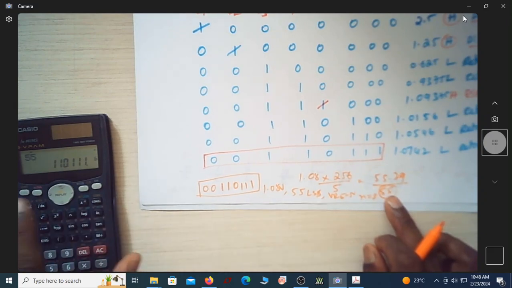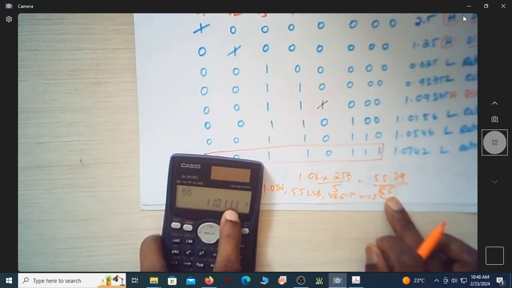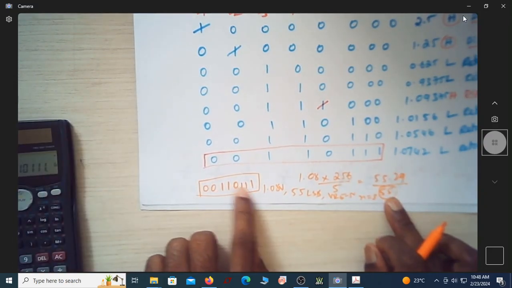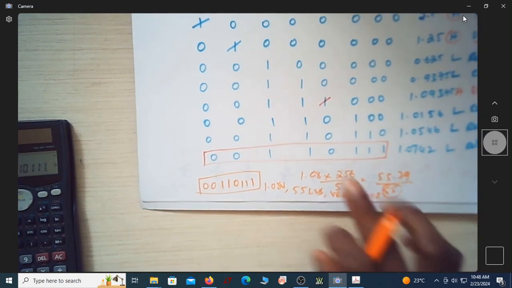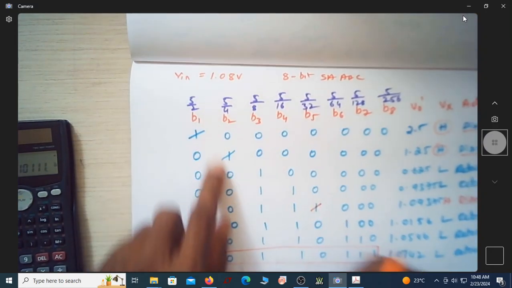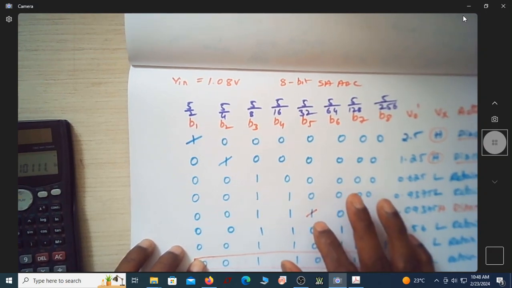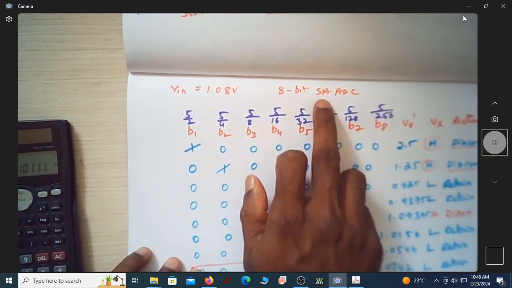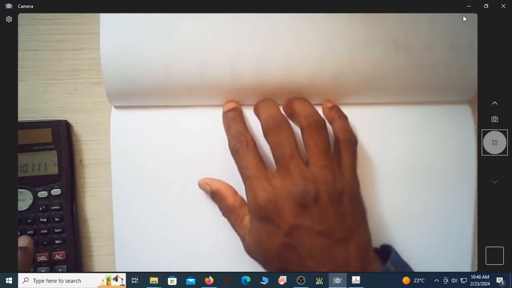So I'm trying to find the binary equivalent of 55, which is 110111. So I'll just make it 8-bit by adding 2 more zeros. So this way we are able to find the digital output of an analog input using the successive approximation process.